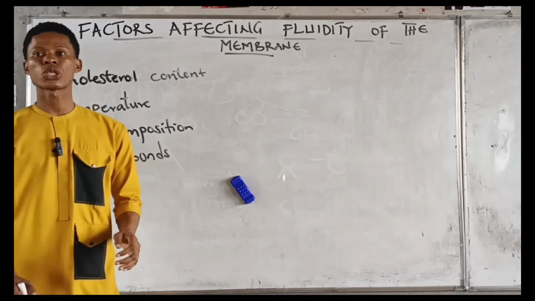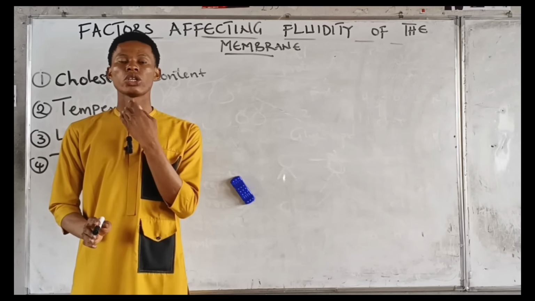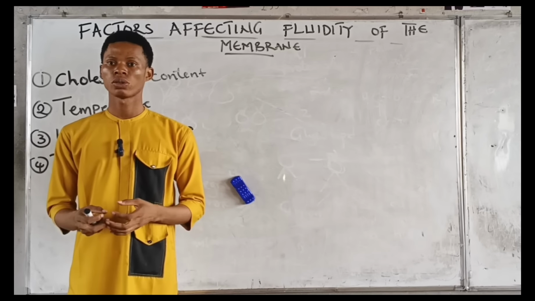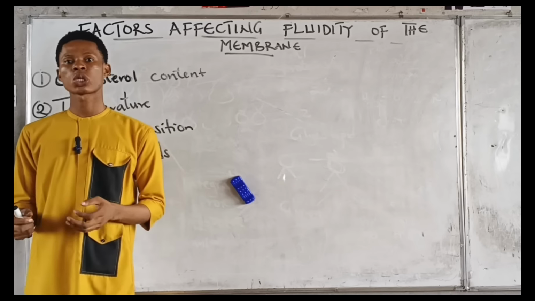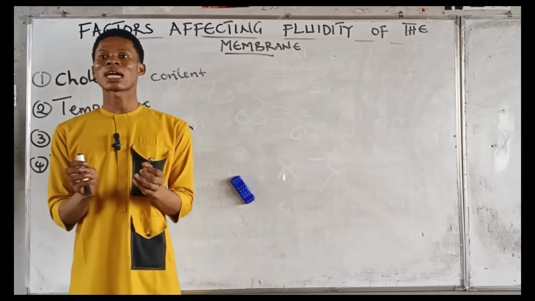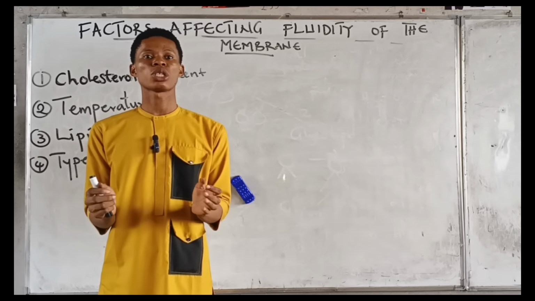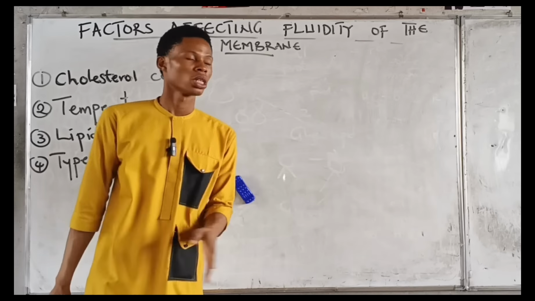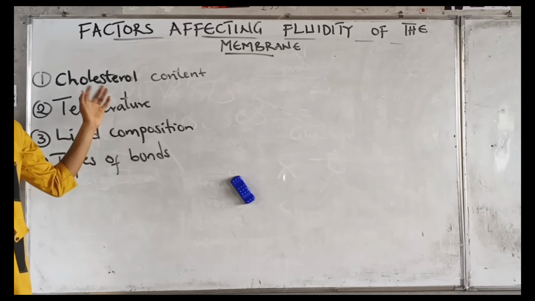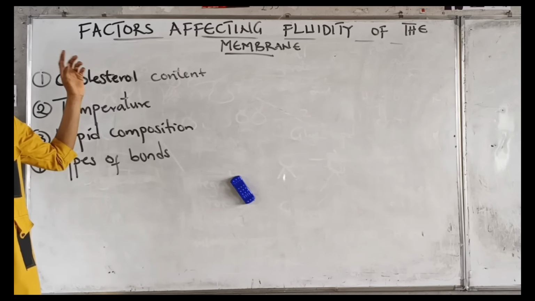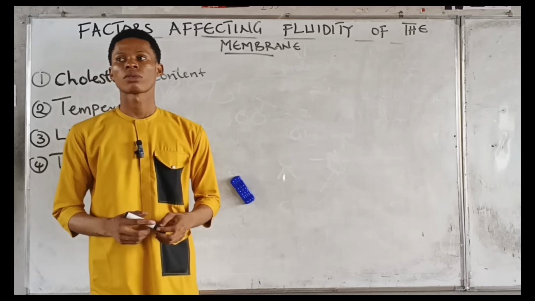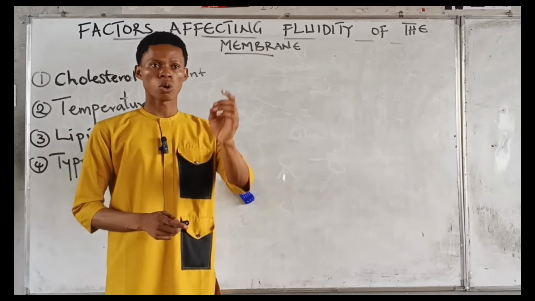All right, now we've seen that the membrane is a fluid mosaic structure, meaning that the membrane is in motion. Now, what are some of the factors that can affect the fluidity of the membrane? What are some things that can make it more fluid, and what are some things that can make it more viscous, less fluid? Now, one factor, please you will see this in an exam. One factor affecting fluidity of the membrane is cholesterol content.